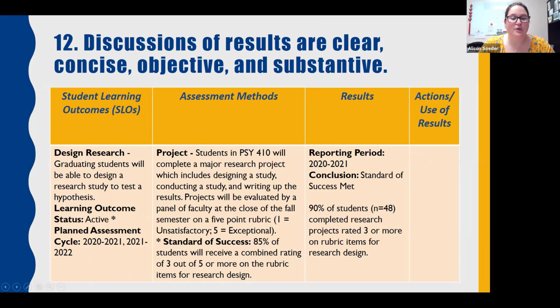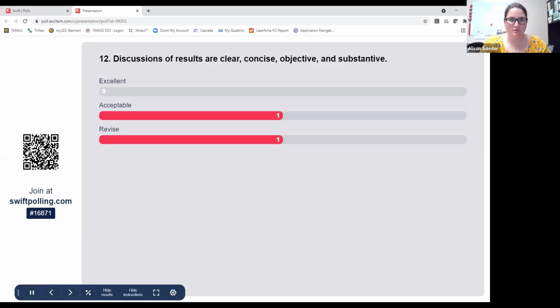All right, so again, the same thing, but now we're looking at a student learning outcome. So the discussion of the results are clear, concise, objective, and substantive. So again, focus most of your attention on the results column, but definitely read through the SLOs and assessment methods to provide that orientation information to determine if the results are clear, concise, objective, and substantive. Okay, so we had an acceptable and a revised.